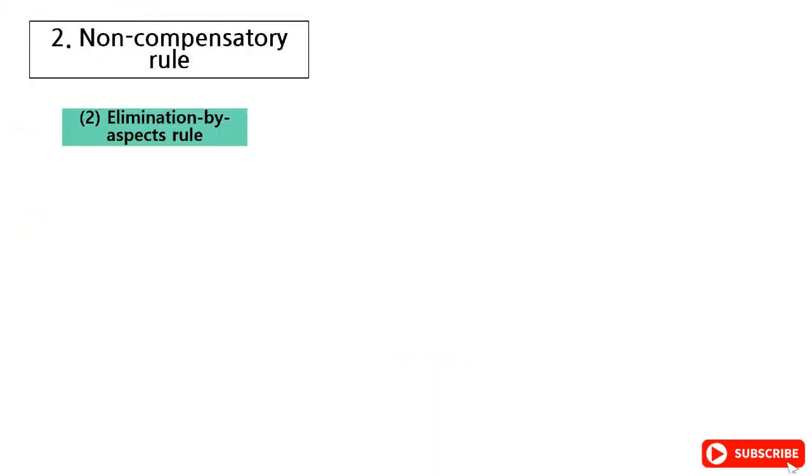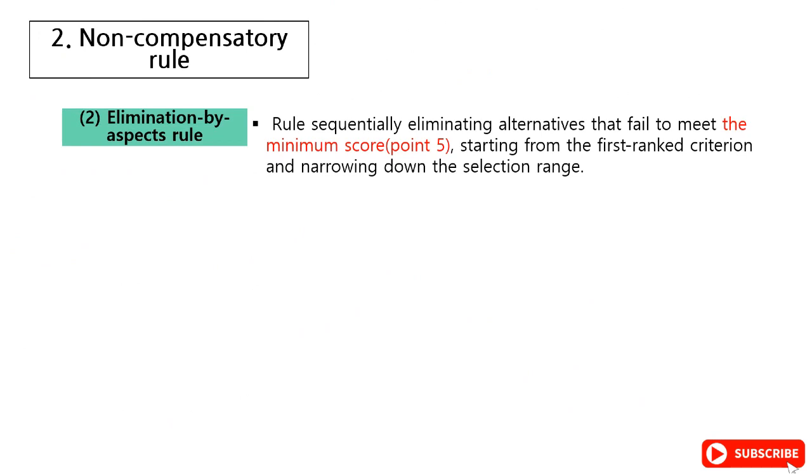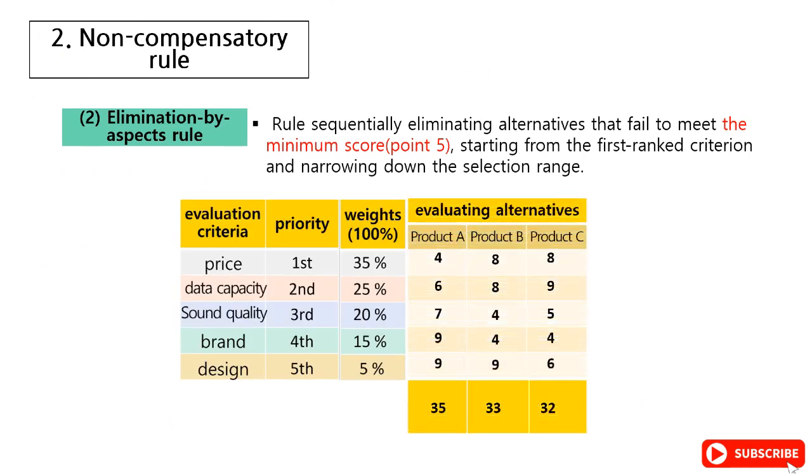The elimination by aspects rule involves sequentially eliminating alternatives that fail to meet the minimum score, starting from the first-ranked criterion and narrowing down the selection range. In the case analysis, A fails to meet the minimum score of 5 in the first-ranked criterion, so it is eliminated. Both B and C meet the minimum scores in the second-ranked criterion, so they both pass. In the third-ranked criterion, B fails with a score of 4, leaving C as the only remaining option. Although C also fails to meet the minimum score of 5 in the fourth-ranked criterion, it is the only alternative remaining and is thus selected as the final choice.